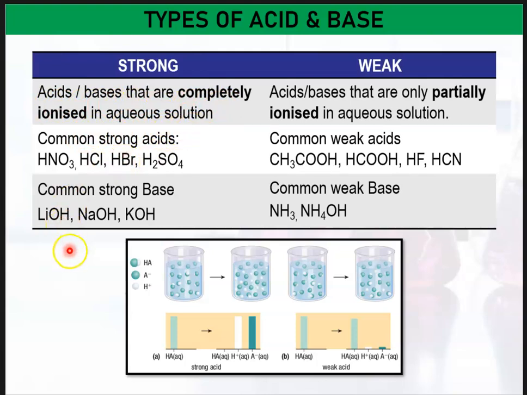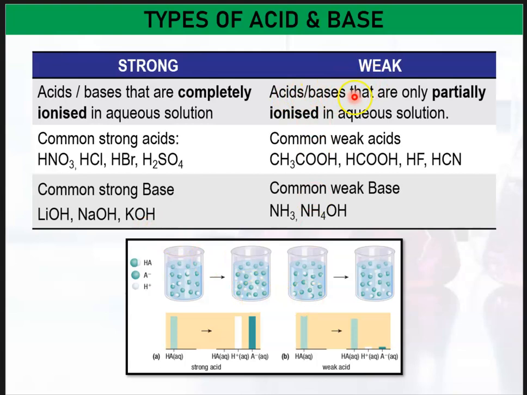So what does it mean by completely ionized? If we dissolve 1 molar, it will dissociate 1 molar. So this is a common example of strong acid. We have nitric acid, chloric acid, bromic acid, sulfuric acid. While strong bases are lithium hydroxide, sodium hydroxide, and potassium hydroxide.